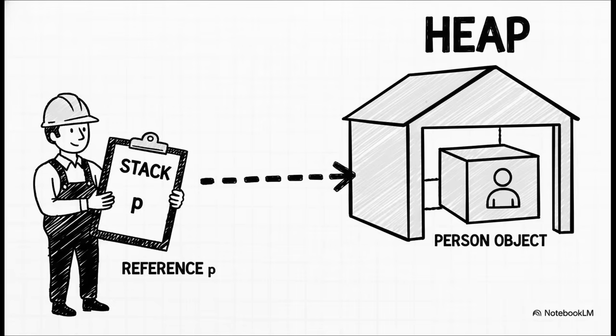Let's make this super concrete. Say you write this line of code. When you do this, two different things happen in two different places. The actual person object, the thing holding Alice and the number 30, gets created and stored in the giant warehouse, the heap. But the variable p, that's just a little label, like an address on a piece of paper that tells you where in the warehouse to find the object. And that little label lives somewhere else entirely, a place called the stack.